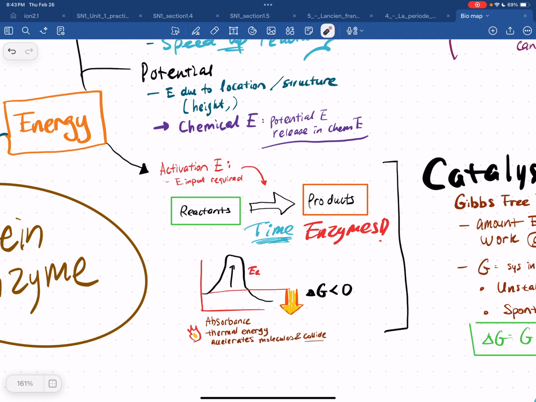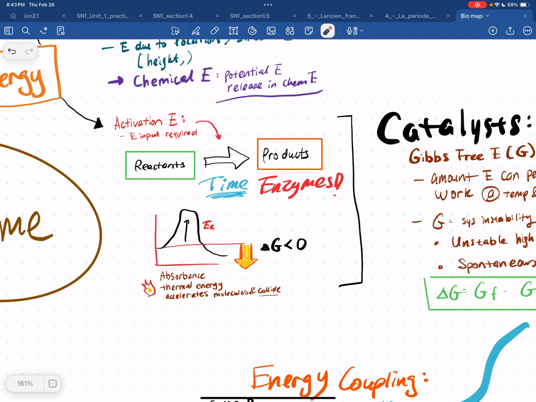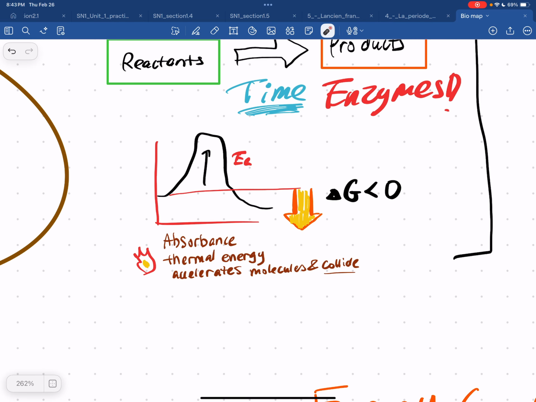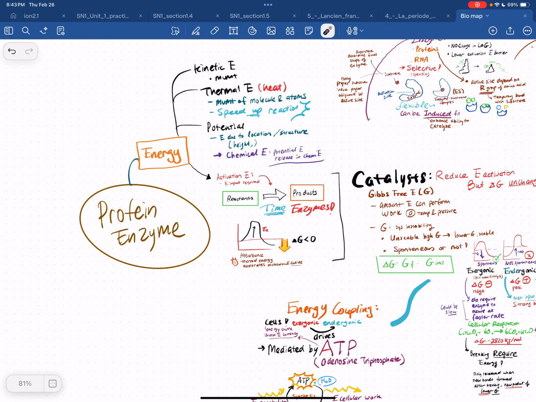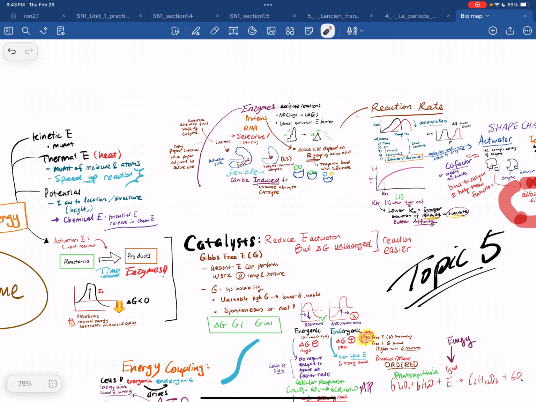And the activation energy is the energy required for a reaction to happen, which is going up. Enzymes or catalysts are able to make this EA lower. So by lowering that activation energy, the reaction will be faster. We all care about how fast a reaction is.